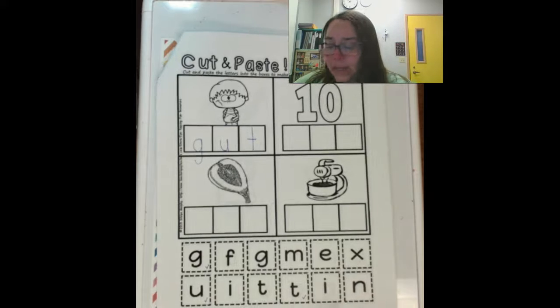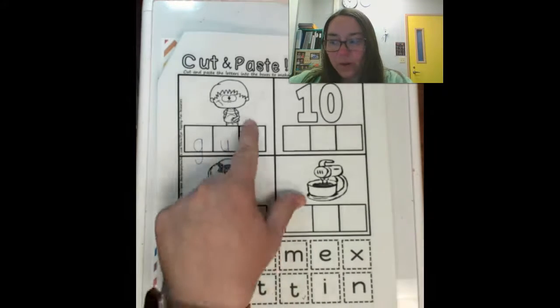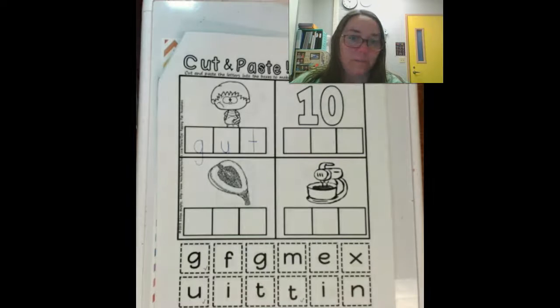Now remember, sometimes when we do worksheets or we read books, they might have fancy letters. This is a fancy T right here. But when we write it, we're going to do a straight line down. Okay? Speaking of T, I think this next word has a T also.